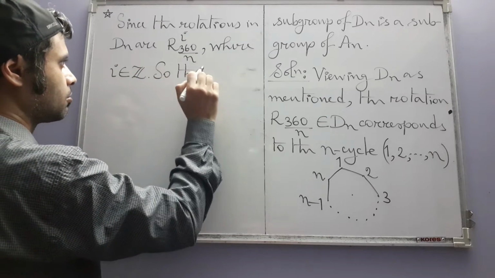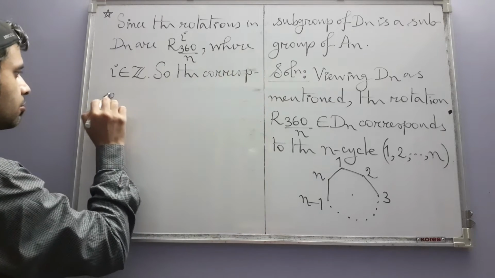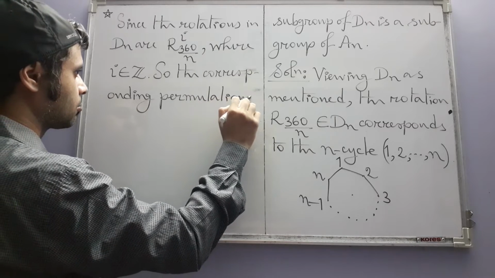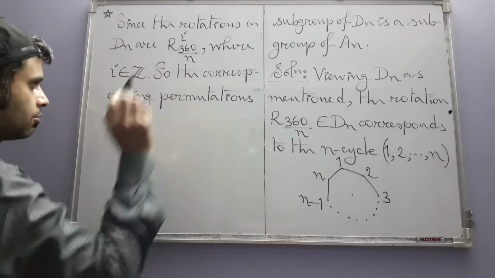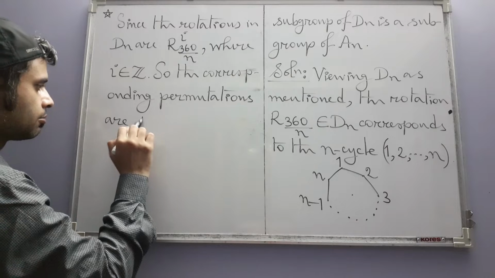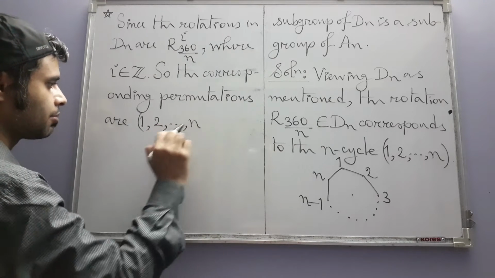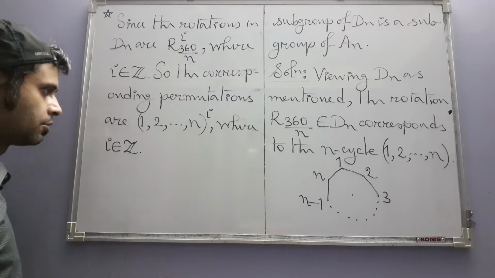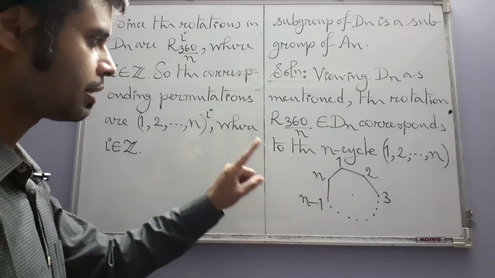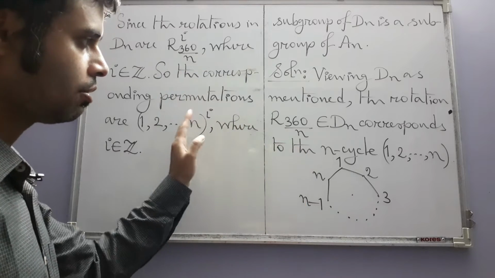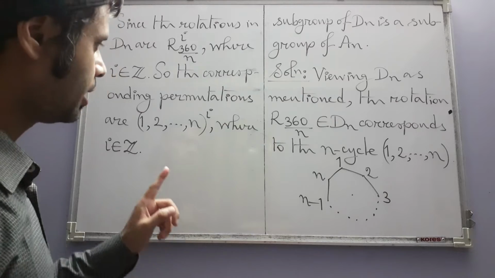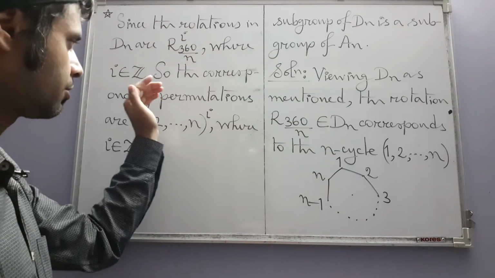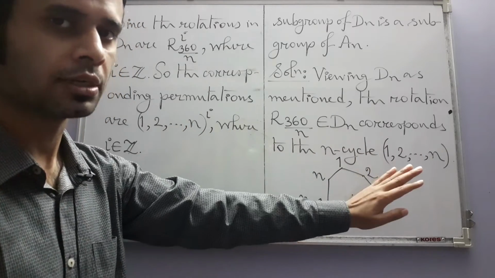So the permutations corresponding to all these rotations are the corresponding powers of this n cycle. Why is that so? Because this correspondence is not simply a correspondence between elements in Dn and permutations, but it also respects the binary operations, so that if R360 by n corresponds to this, then this power of R360 by n will correspond to the corresponding power of this thing to which R360 by n corresponds.